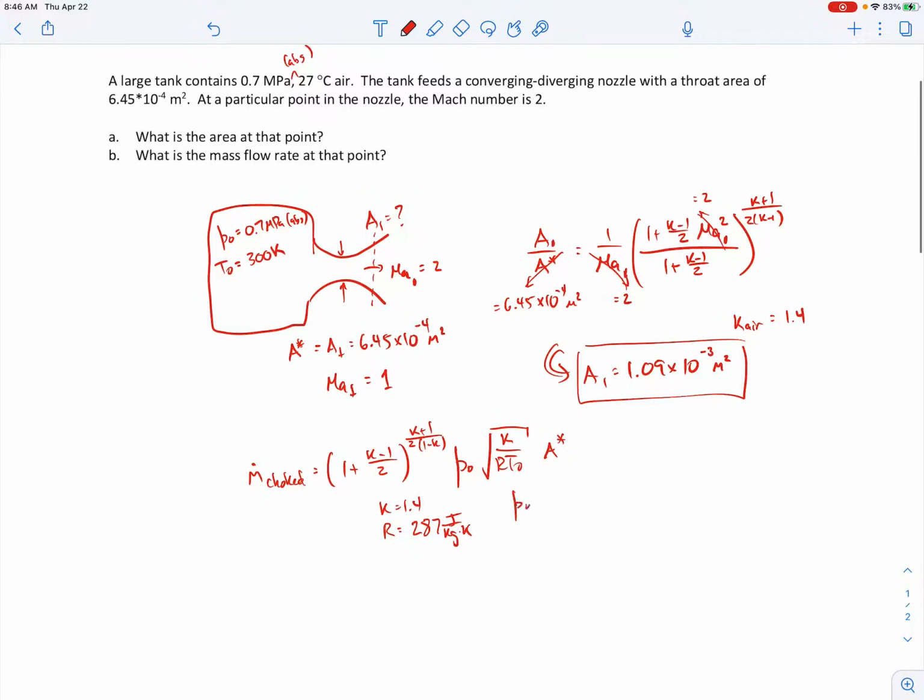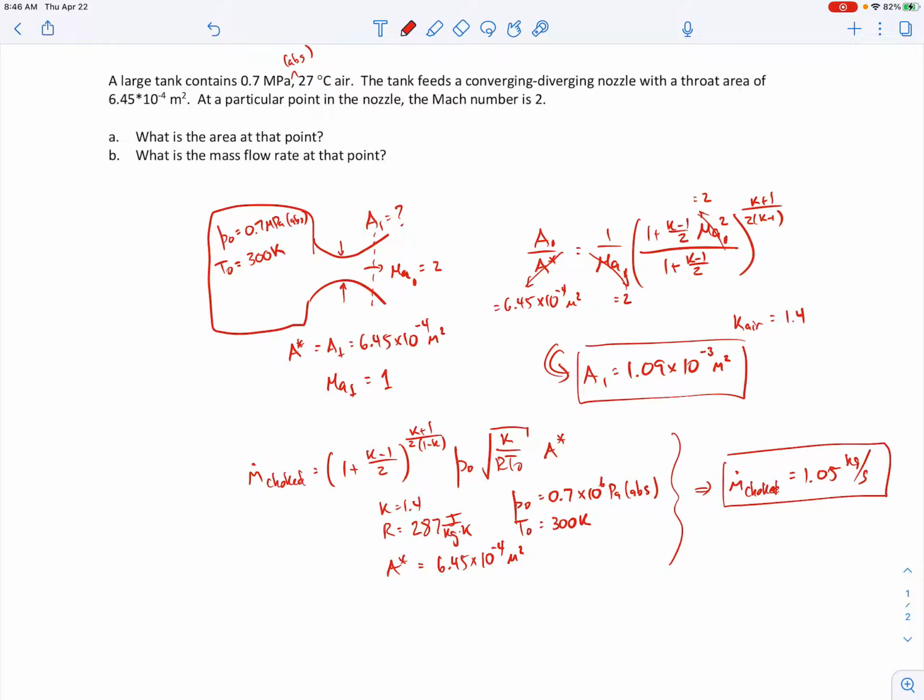P naught, we know that's 0.7 times 10 to the 6th pascals absolute. We know T naught, that's 300 Kelvin. These are the conditions in the tank. And we know A star is the area at the throat, since the throat's at a Mach number of 1. So we have all this information, and so we can use it to solve for the mass flow rate. And that comes out to be 1.05 kilograms per second.